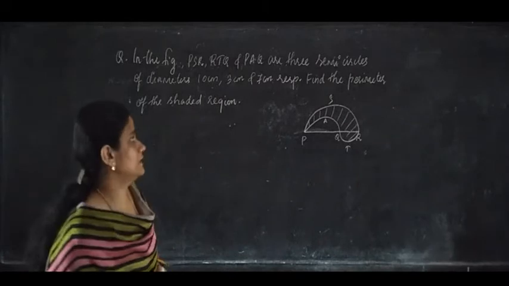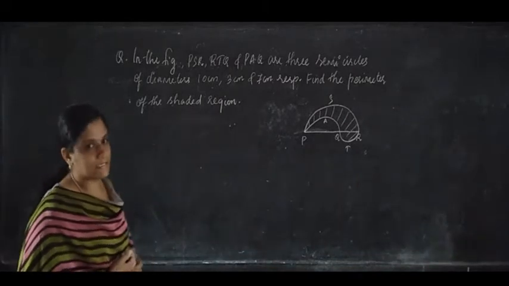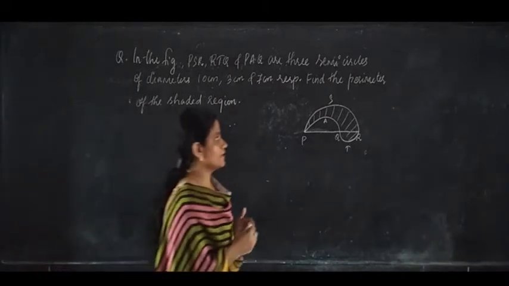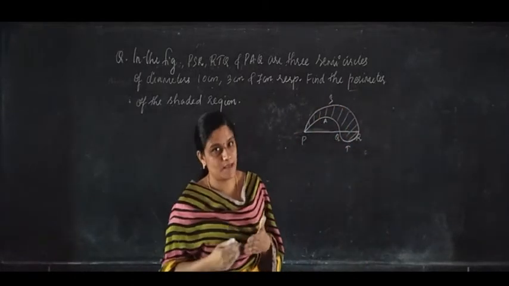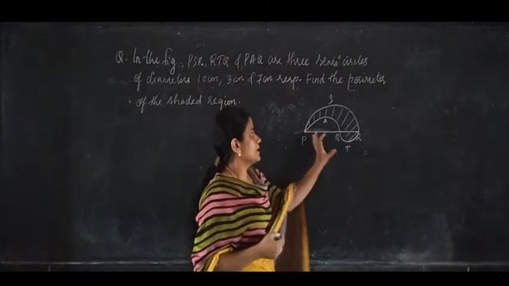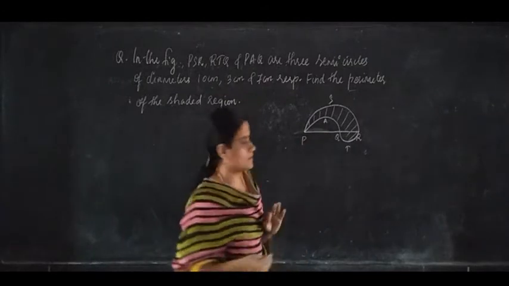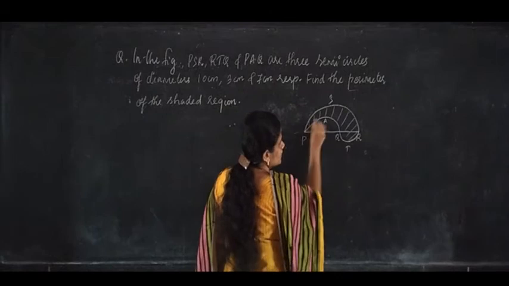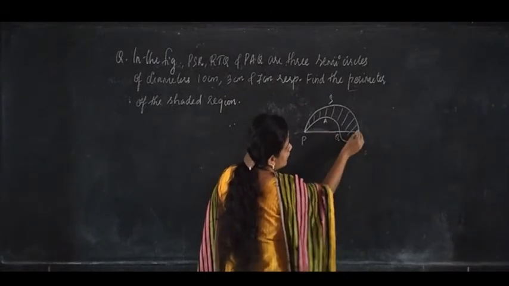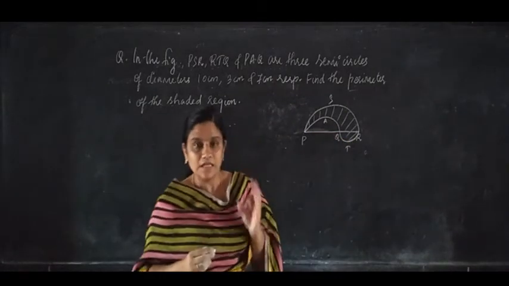Next question. In the figure, PSR, RTQ and PAQ are 3 semicircles of diameters 10 cm, 3 cm, 7 cm respectively. Find the perimeter of the shaded region. Okay, listen here children. Here the question is to find the perimeter of the shaded region, not the area. Here we have total 3 semicircles. The first one is PSR, next one PAQ, and the last one RTQ. These 3 are semicircles.